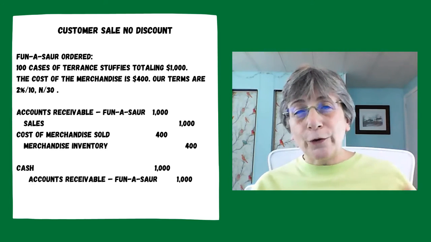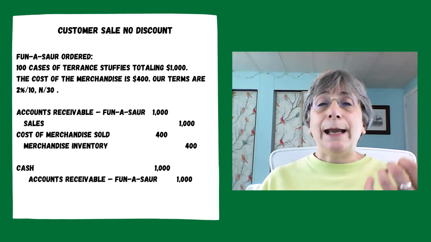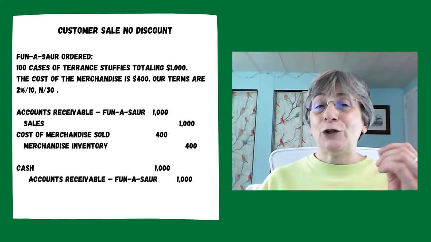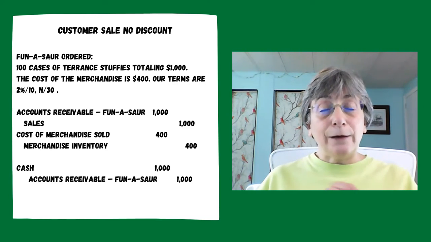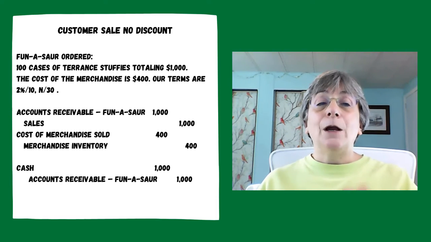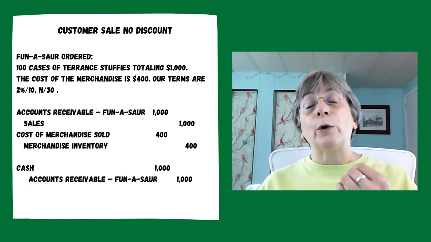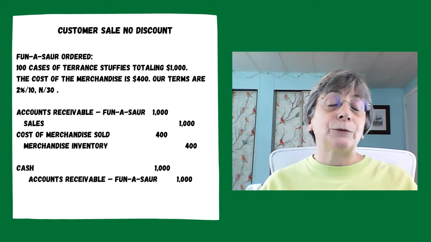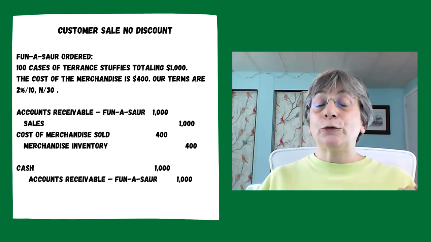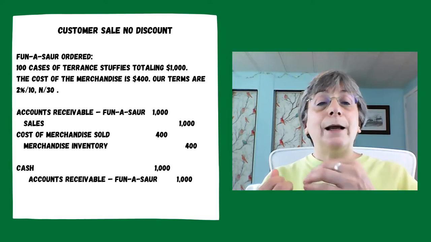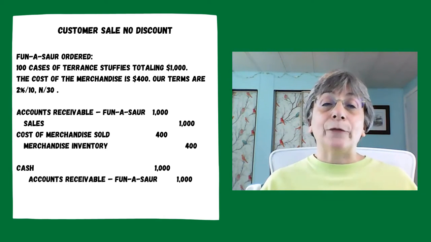So if we ignore that discount for a moment, our entry to record that transaction would be a debit to accounts receivable, Funosaur, for $1,000, sales credit for $1,000, our cost of merchandise sold a debit for $400, and merchandise inventory a credit for $400. Then when our customer paid that bill, we would debit cash for $1,000 and we would credit accounts receivable, Funosaur, for $1,000 to zero out their account.